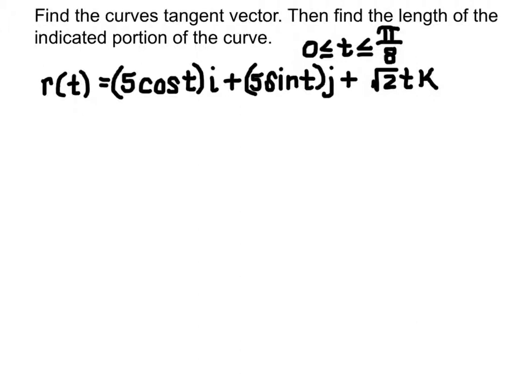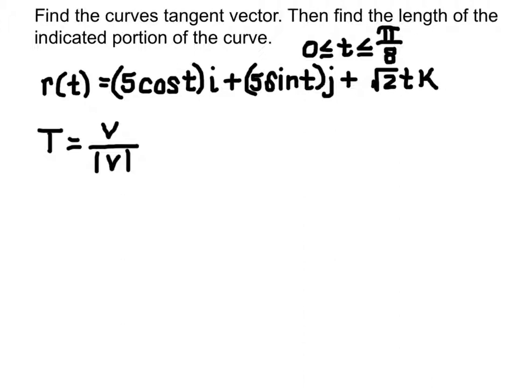The tangent vector, we call T, is equal to the velocity divided by the magnitude of the velocity. So let's take this up here and let's start by finding the velocity. The velocity is the derivative of our curve.